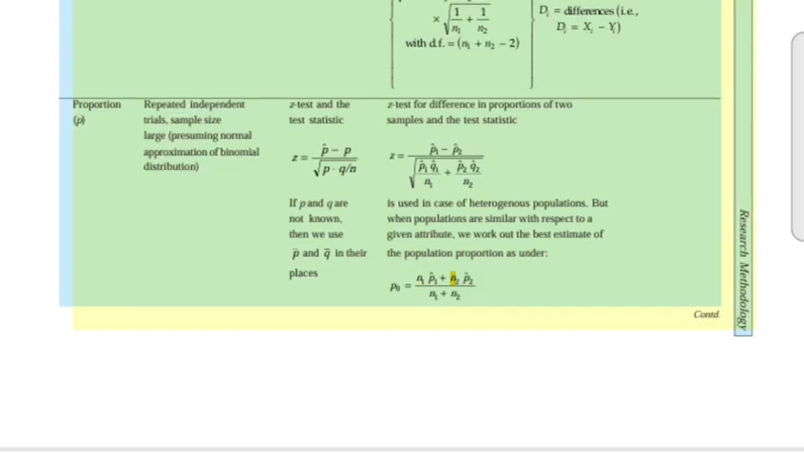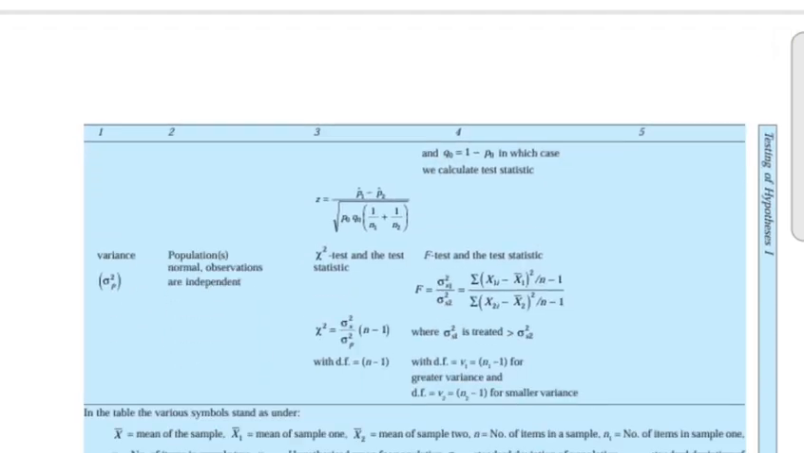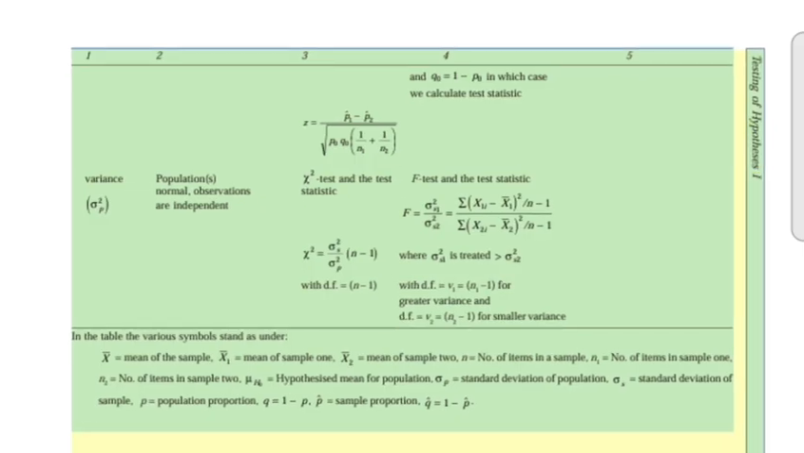Testing of hypotheses, in which case we calculate the test statistic z.